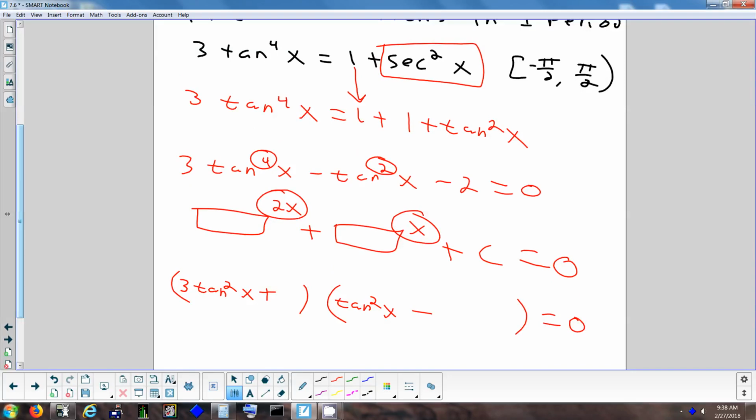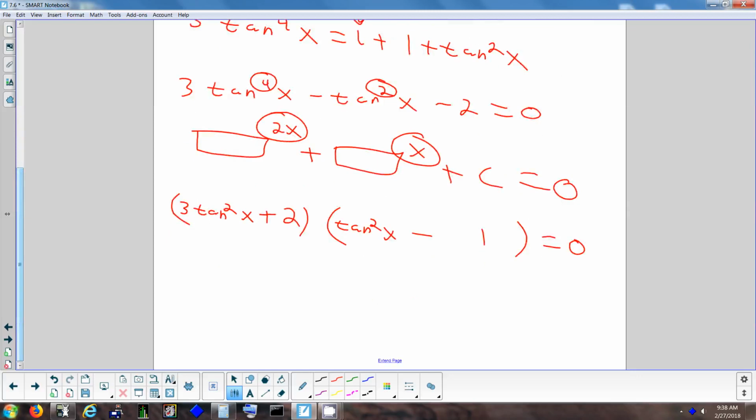And I need 2 numbers that multiply to give me 2. 1, 2. Let's check. So now we've got 3 tangent to the 4th. We've got 3 times negative 1, it's negative 3. 2 times 1 is 2. Negative 3 plus 2 is negative 1. Perfect. That's how it factors.